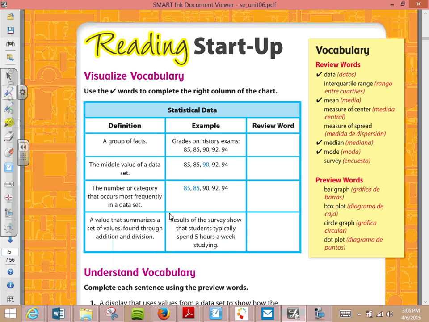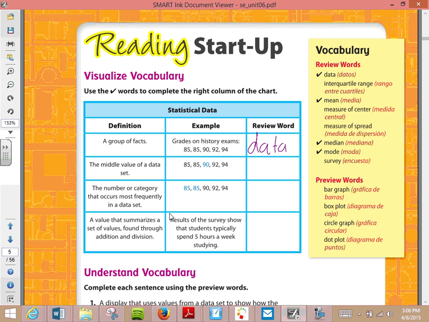All right, so for this one, what do you think the definition, the review word is for the first one? Data, right? Is a group of facts, and it gives you the example. Data means information. It's just information. They're not giving you mean, they're not giving you a median or anything, any calculations. They're just telling you this is what I have. Kind of like your grades. It's just information, unless I give you the average, right?